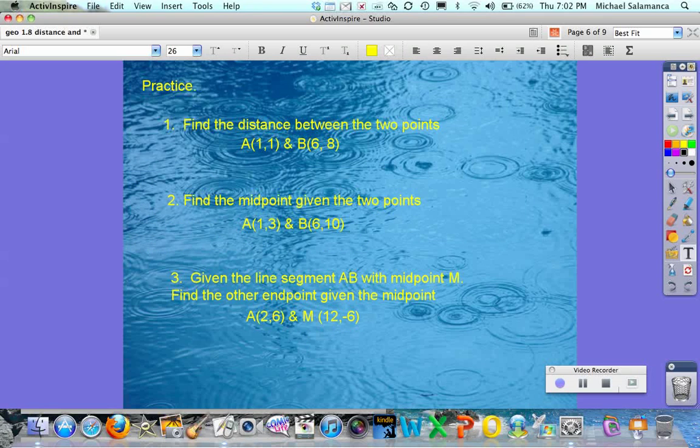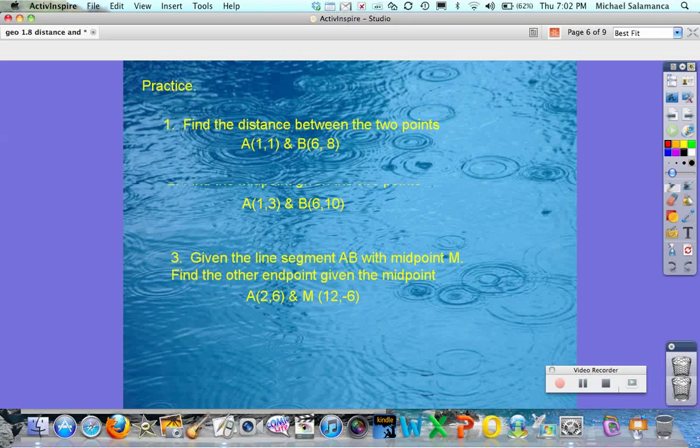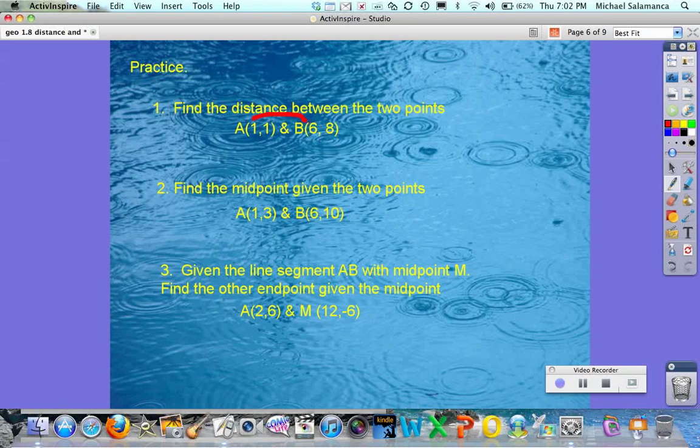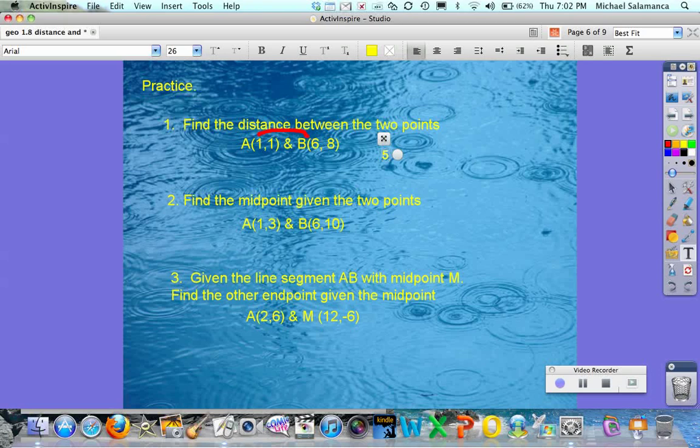So let's do a couple of quick practice problems. For the distance formula, we're going to find the distance between the x's. The distance between the x's, 1 and 6, is 5. And the distance for the y's, from 1 to 8, is 7. So we have 5 and 7. What we can do at that point for the distance is use the Pythagorean theorem, right? So we have a squared plus b squared equals c squared. We know we have 5 squared plus 7 squared equals c squared. So that gives us 25 plus 49 equals c squared. This gives us 74 equals c squared. And then c is equal to the square root of 74. We'll leave it like that for now and simplify later.